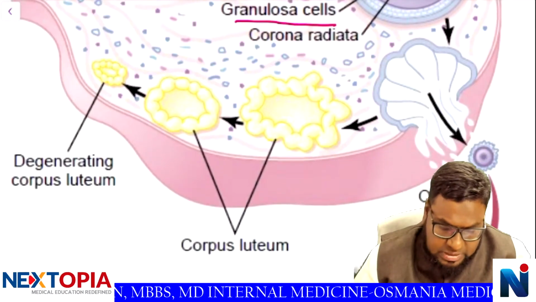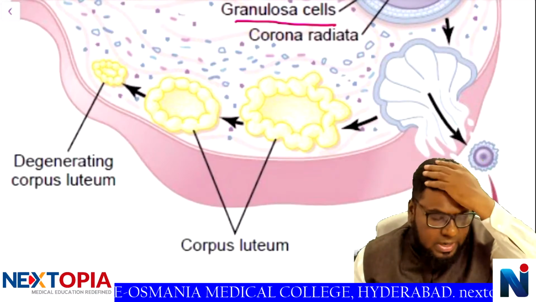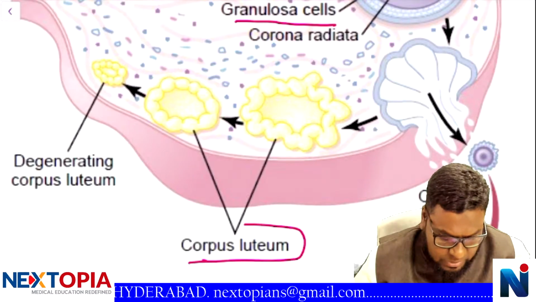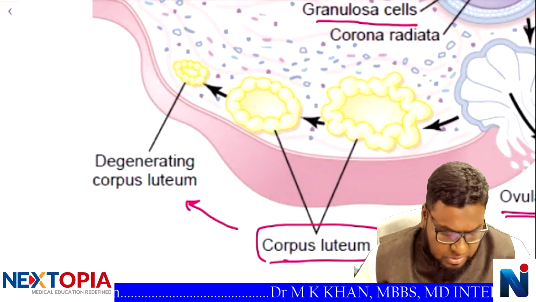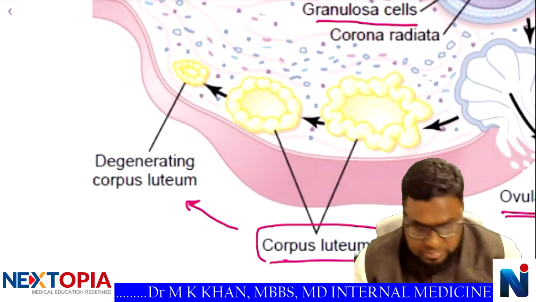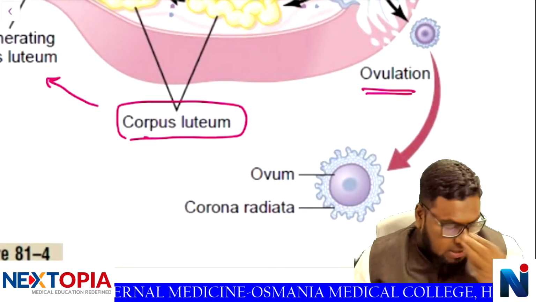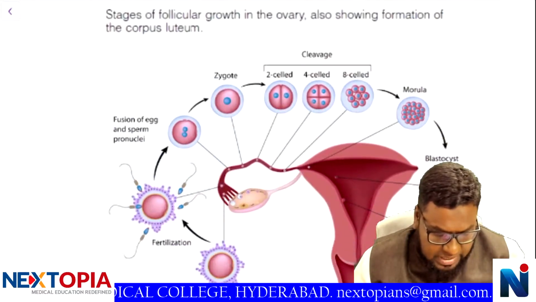Once ovulation has occurred, at the time of ovulation the first polar body is extruded. What happens to a Graafian follicle? It becomes the corpus luteum. The corpus luteum starts secreting progesterone. After a few days, the corpus luteum undergoes degeneration by apoptosis. So this is what we have learned. If ovulation has occurred, the ovum along with the corona radiata is released.